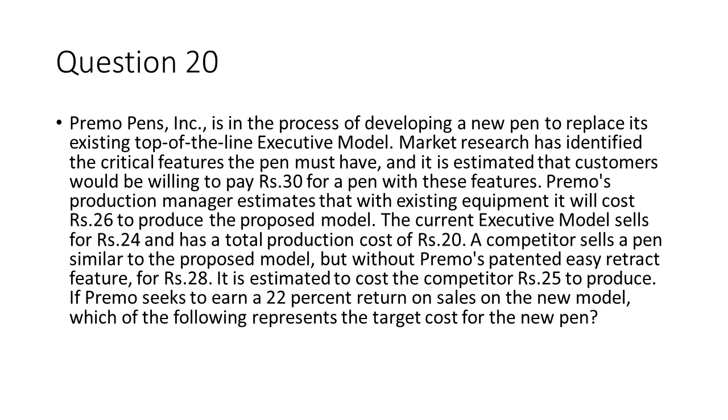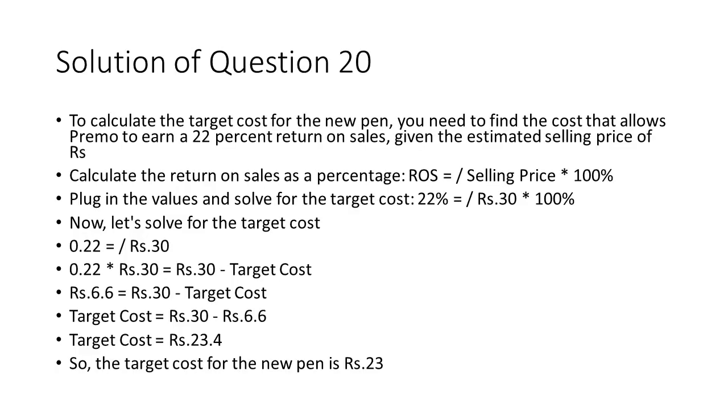It is estimated to cost the competitor rupees 25 to produce. If Primo seeks to earn a 22% return on sales on the new model, which of the following represents the target cost for the new pen? Rupees 23.4. If you want to know the solution of question number 20, here is the solution.